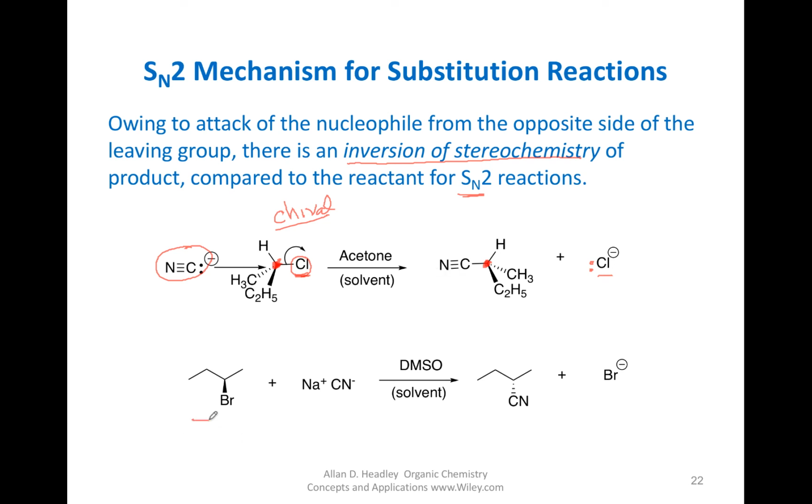Here's another example. This carbon is chiral. Here's our leaving group. This carbon is also electrophilic. Here's our nucleophile. In a solvent, notice the solvent now is important, DMSO. In DMSO as a solvent, we'll have a substitution reaction, but now we'll have an inversion of configuration. So this is in the front, and now the product, nucleophile, is in the back.